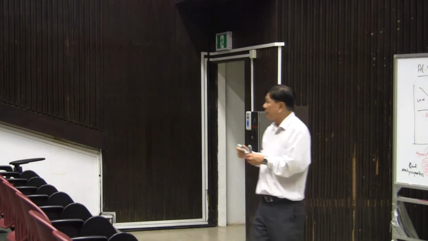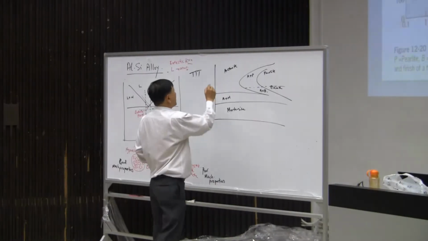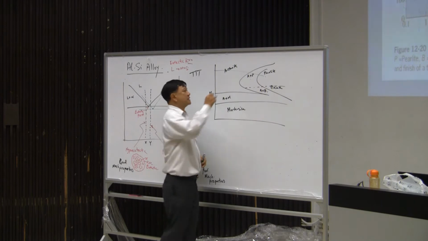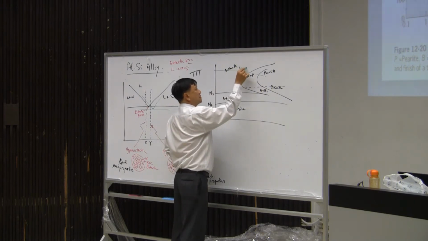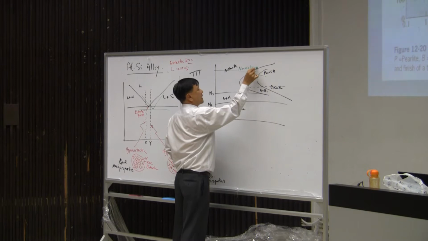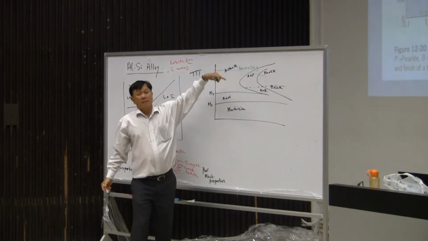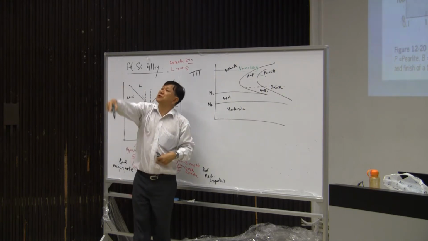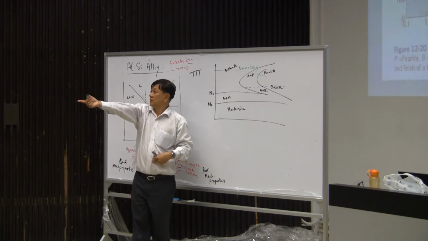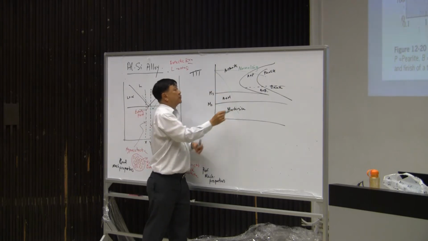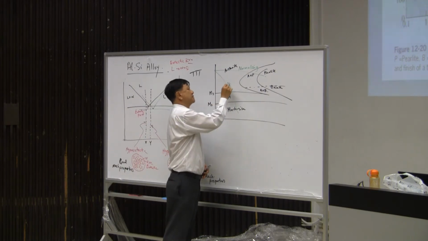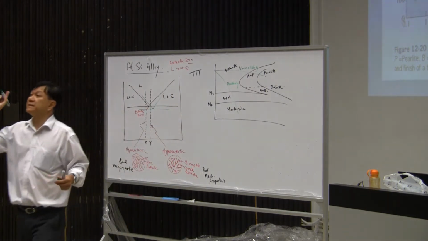air, air cooling is very slow, isn't it? You cool very slowly. What do you get? Pearlite. This one here is what? Normalizing. Very slow cooling. If I quench in water or oil, what do I get? Martensite. This one here is what? Hardening. This is how you use your what? TTT diagram. Are you clear?